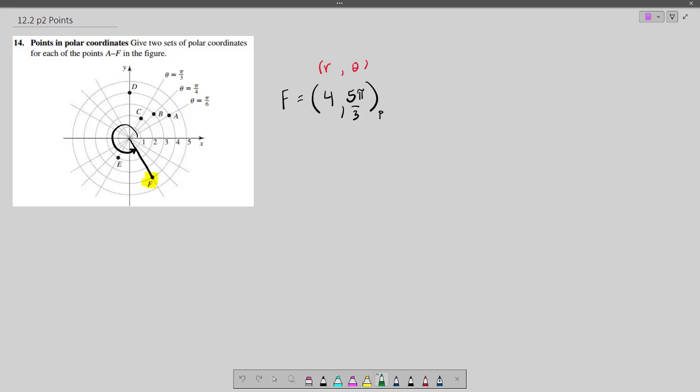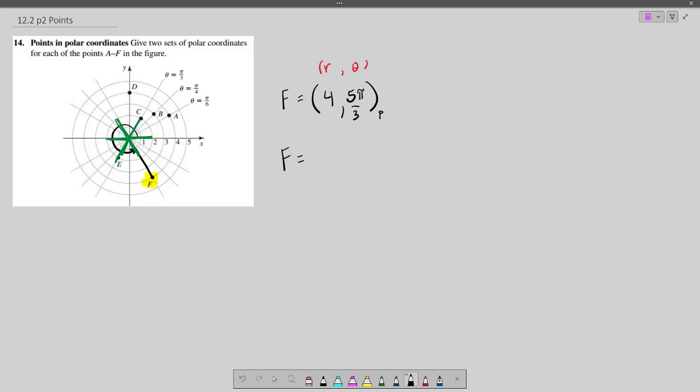So there's pi over 3 right there. So pi over 3 takes us to there, then another pi over 3 takes us to there, another pi over 3 takes us to there, another pi over 3 takes us to there, another one takes us to there. So we went 1, 2, 3, 4, 5 pi over 3. All right. That is the standard representation.